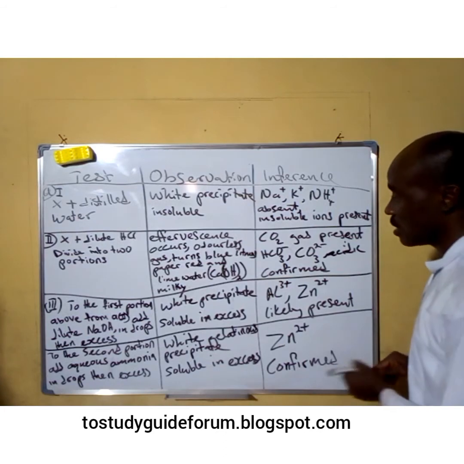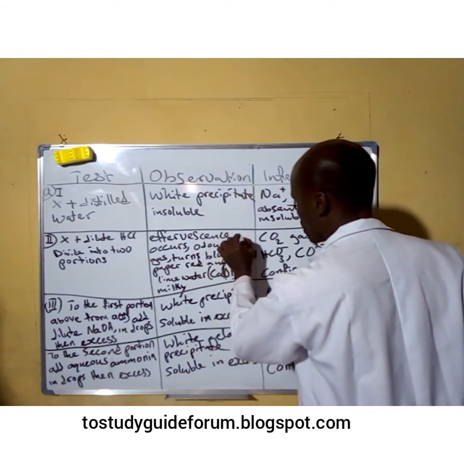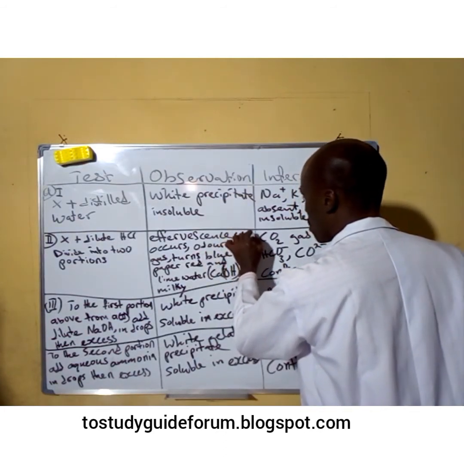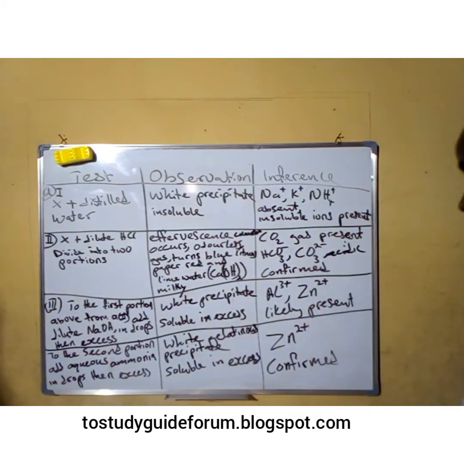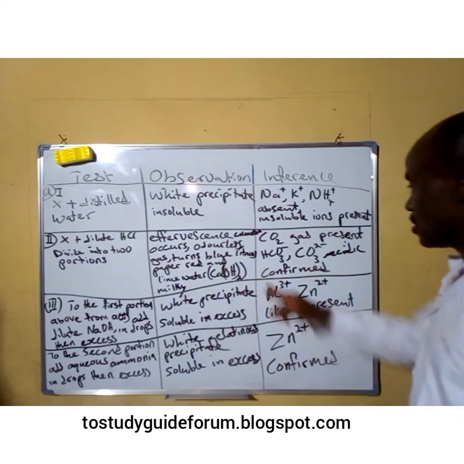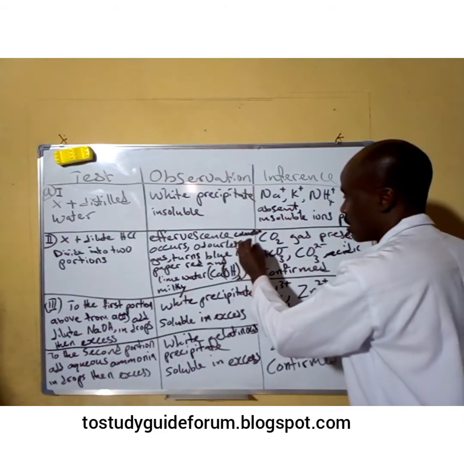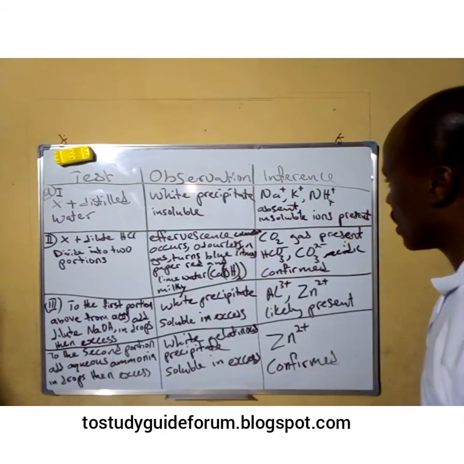It means it's acidic, and we have an odorless and colorless gas. The gas here is colorless. Colorless gas is produced.